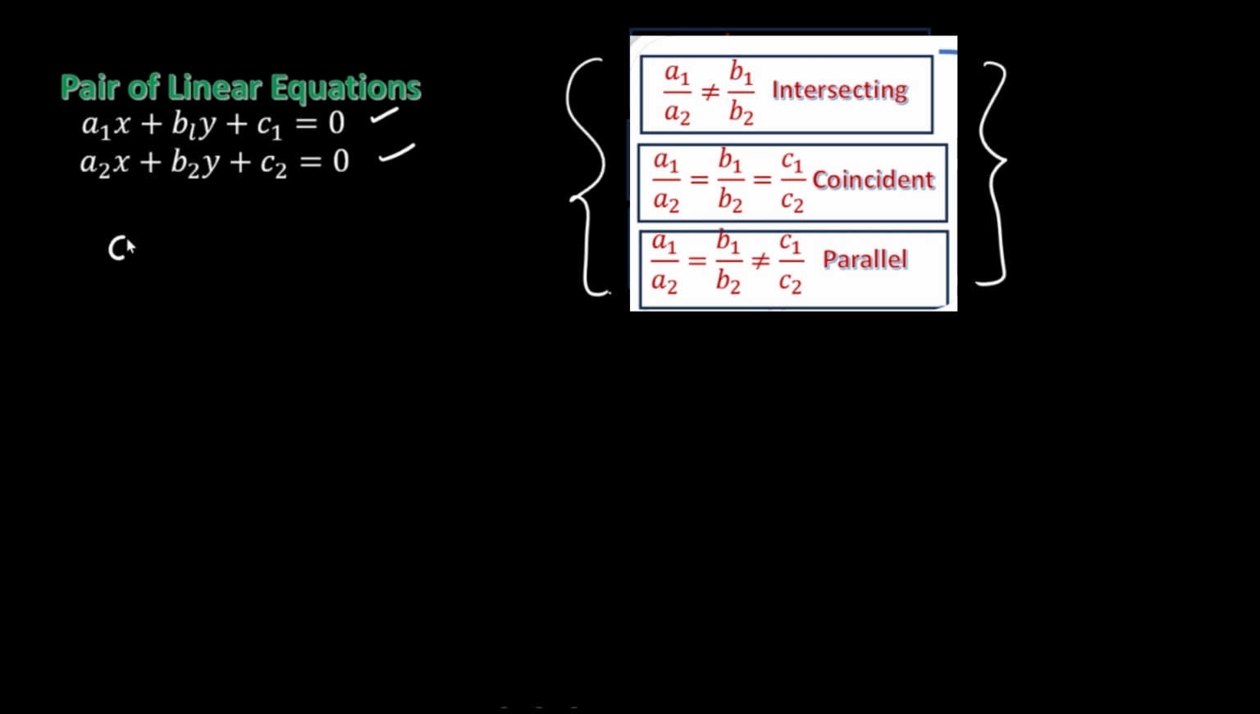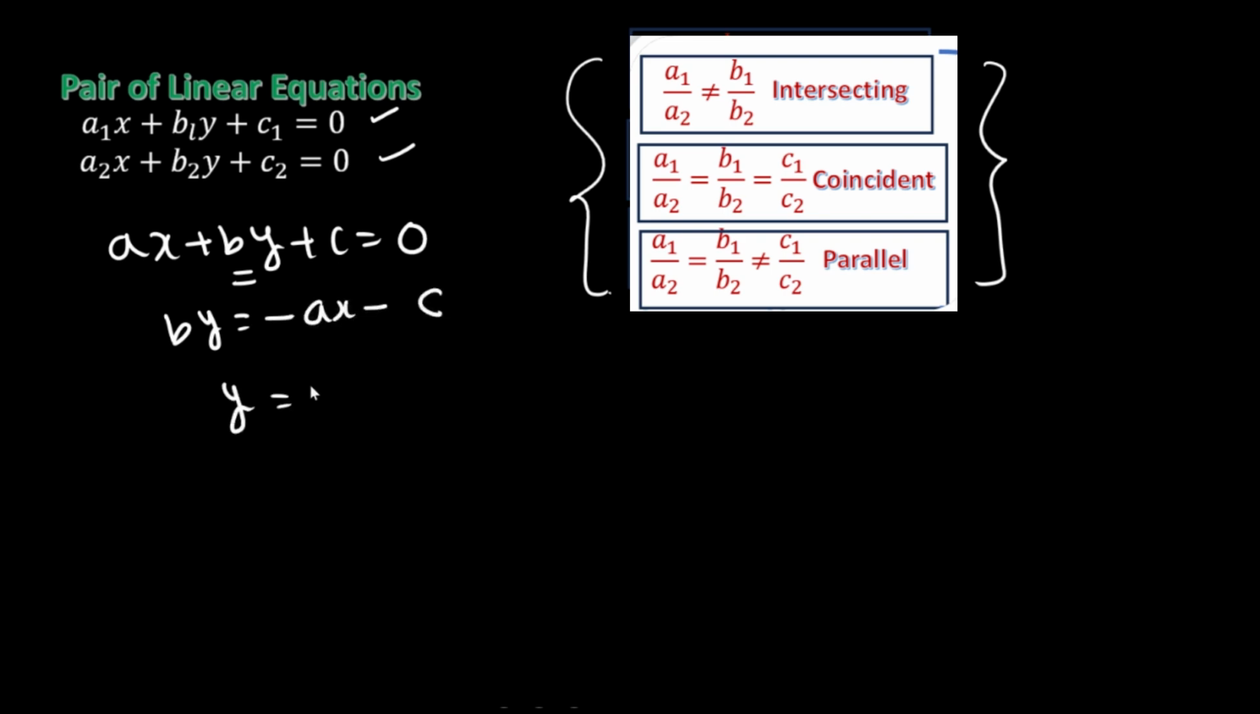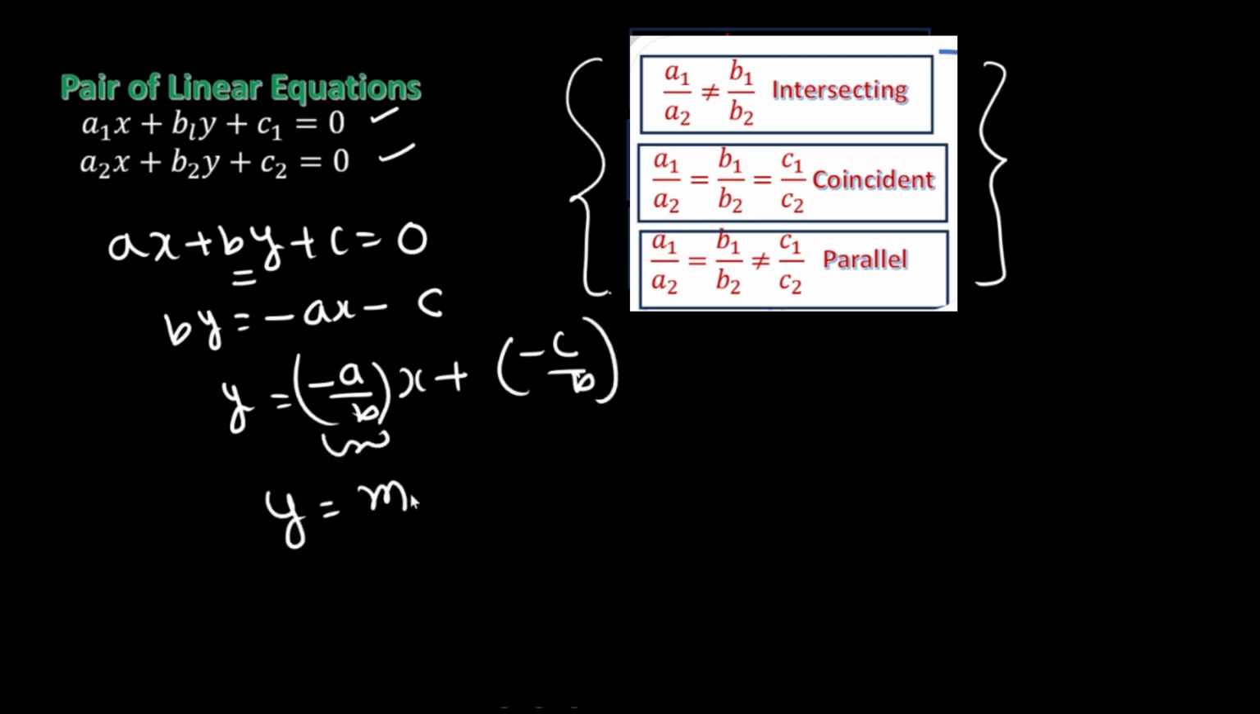If you take the general form of the line equation, ax plus by plus c equal to 0, we write it in the y is equal to mx plus c format. So we keep the by term on this side and send the other two terms to the other side. And we divide by b here, it becomes minus a by b x plus minus c by b. Y is equal to mx plus c. This is another constant, okay? So this is the capital C.